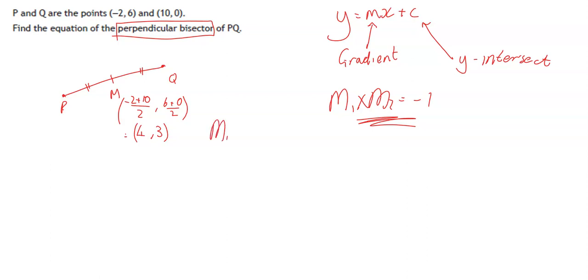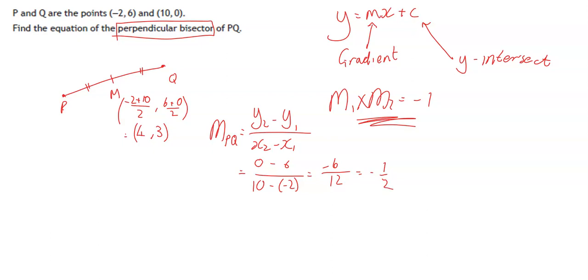The second thing I do is find the gradient of P to Q. Remember, for the gradient, we do y2 minus y1 over x2 minus x1 for the points. So in this case, I'm going to do 0 take away 6 over 10 take away -2. That gives -6 over 12, so I get -1/2. Now remember, just because the slope of PQ the way I've drawn it is a positive gradient, doesn't mean anything. I've just drawn that as a demonstration. So the gradient of PQ is -1/2.